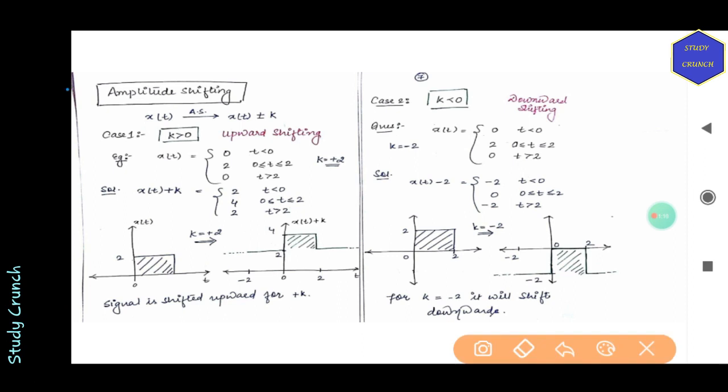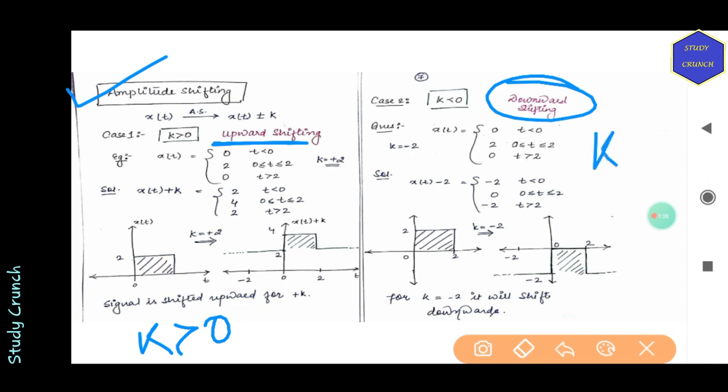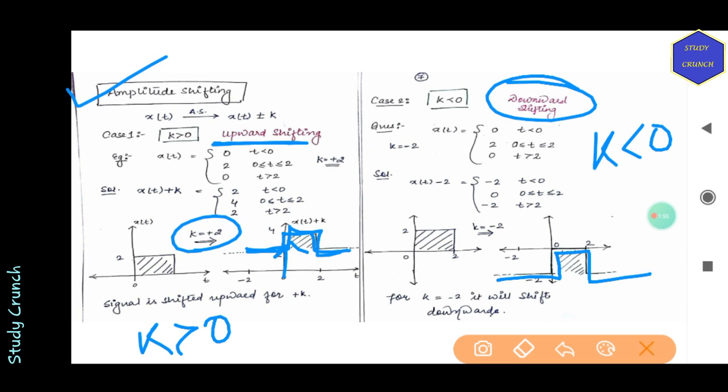Next, amplitude shifting. In amplitude shifting, we have upward shifting and downward shifting. So in upward shifting, k is greater than 0, whereas in downward shifting, k is less than 0. So when k is greater than 0, we'll be having plus 2. If we take plus 2, it will be shifted 2 units up, and in minus, it will be 2 units down. So this was all about shifting and scaling.